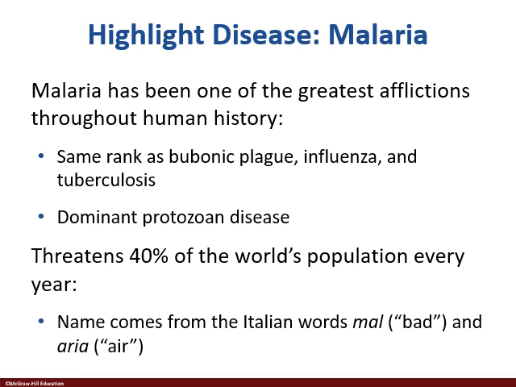First disease we're going to discuss is malaria. Malaria is one of the oldest diseases that has afflicted humans. It's been around. It has had major impacts on our history. It ranks right up there with the Black Plague, with tuberculosis, influenza, not only for the numbers of people afflicted, but the number of bodies associated with this disease.